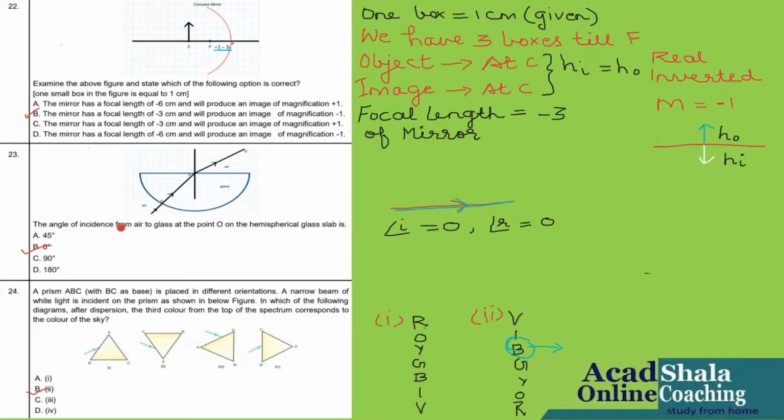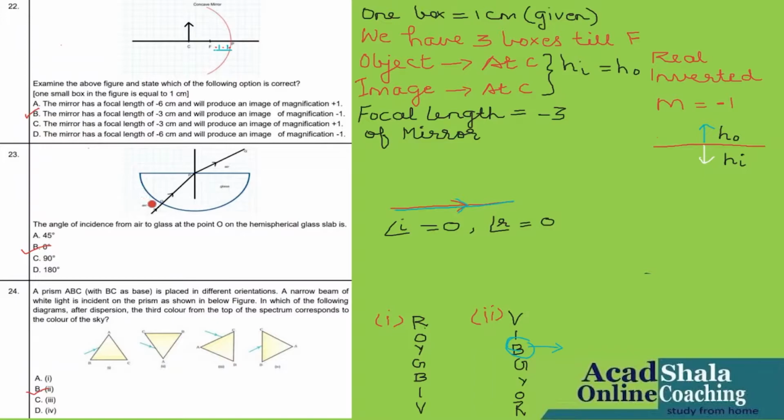The angle of incidence from air to glass at the point O on the hemispherical glass slab is. Now, in this type of question, we always used to see the point O over here. But in this question, they have given you the point O over here. So they have made this question a bit tricky. But if you know the foundation, the basics of the topic, you will never get confused, no matter they put a trick in the question.